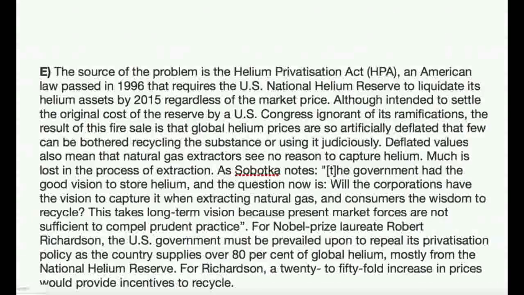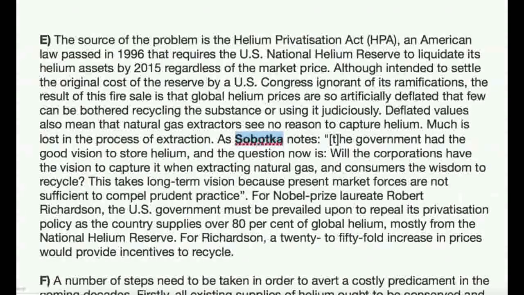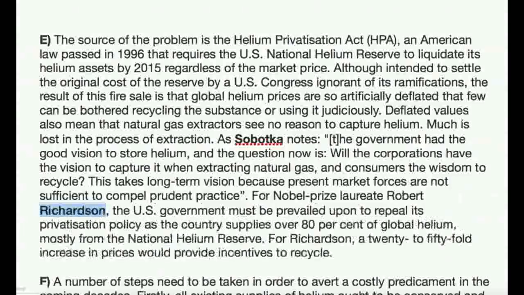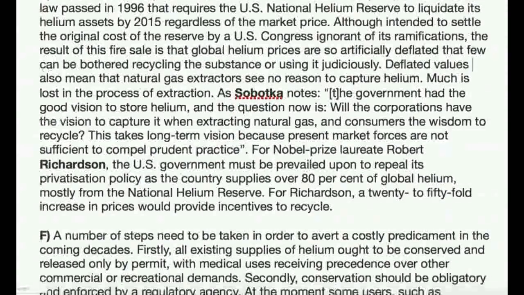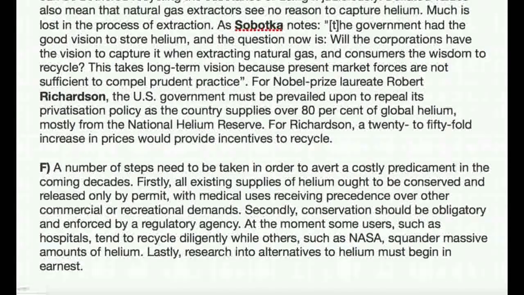If we look at paragraph E, we get to here. So we can see again, we've got the name Sobotka here. Let's keep looking through. Can we see Richardson? Yeah, we also have the name Richardson here. We'll look at paragraph F, which is the last paragraph. There isn't anything there.